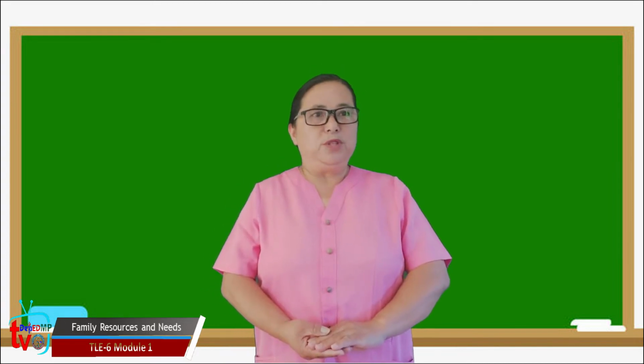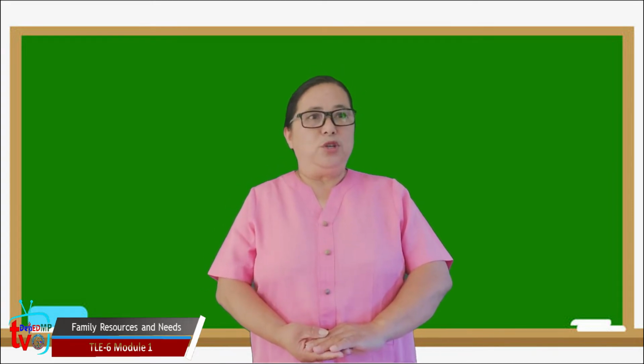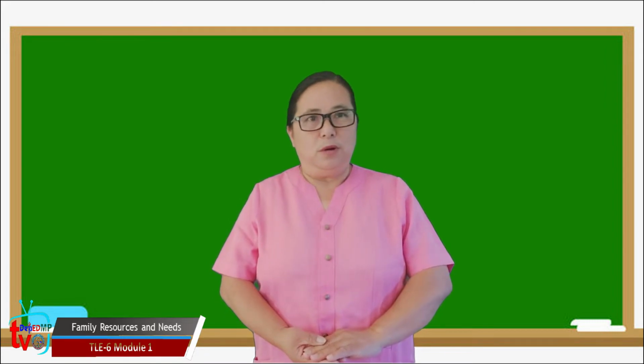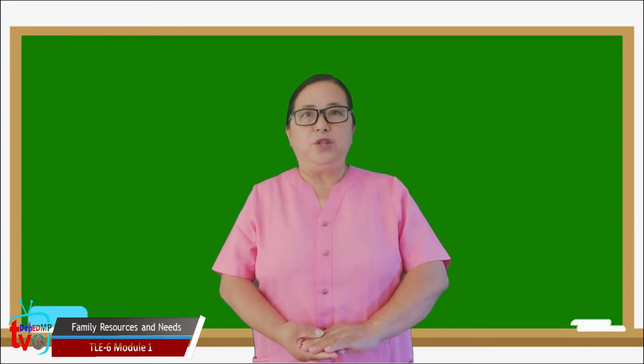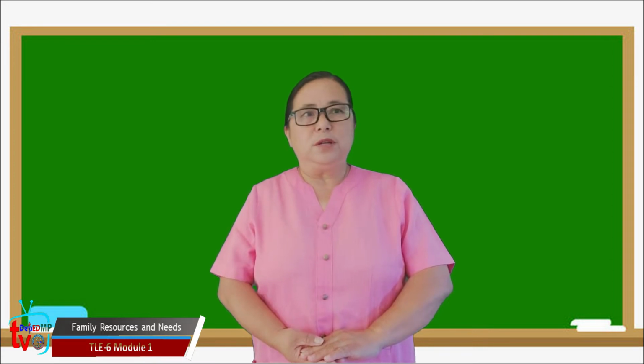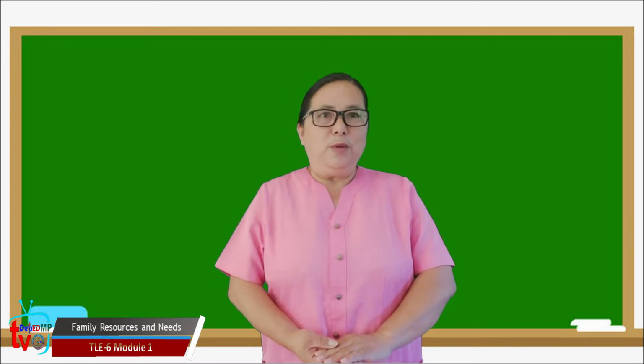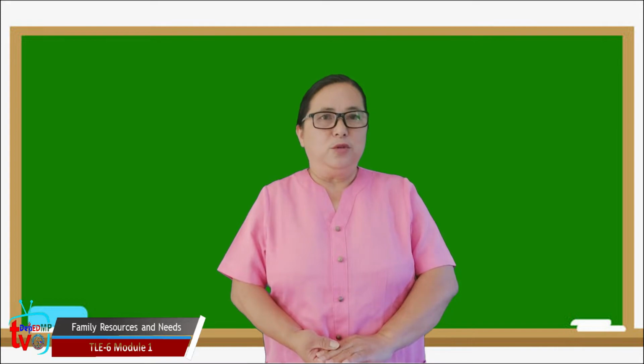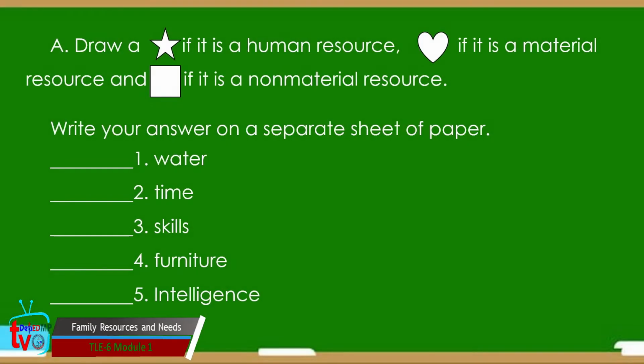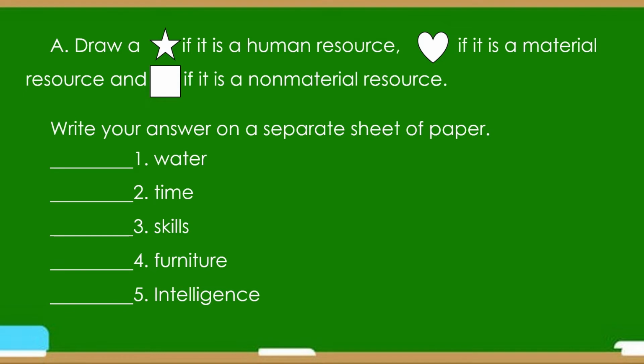But before we proceed, let us see how much you know about the lesson. Open your module on page 1 and try to answer the questions. I will give you 5 minutes to do the activity. For letter A, draw a star if it is a human resource, heart if it is a material resource, and square if it is a non-material resource. Write your answer on a separate sheet of paper.